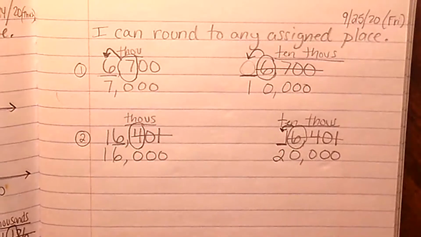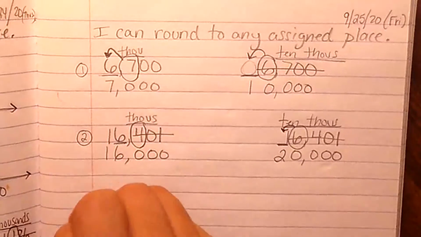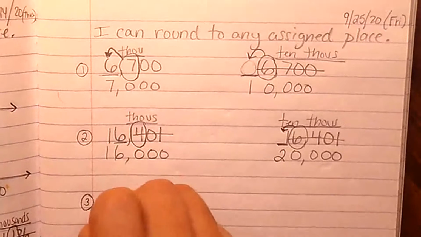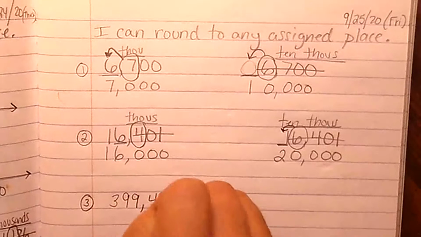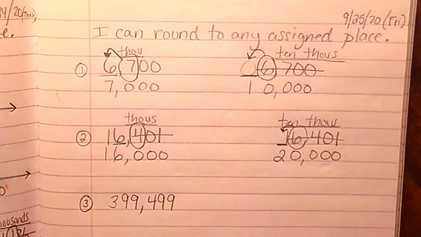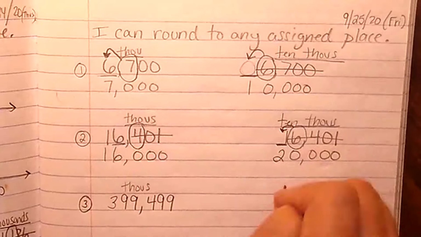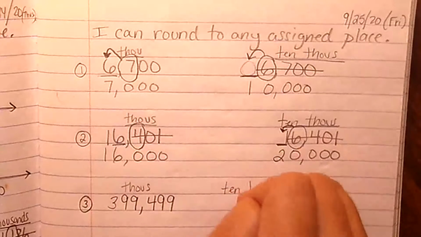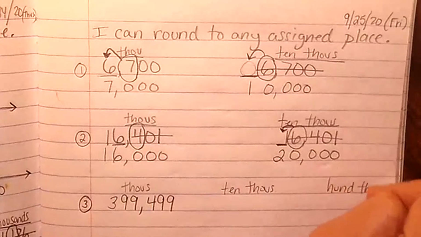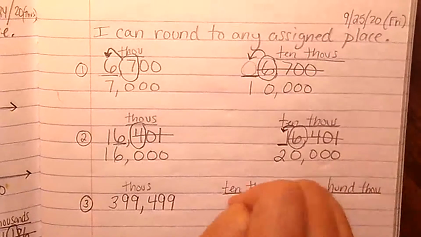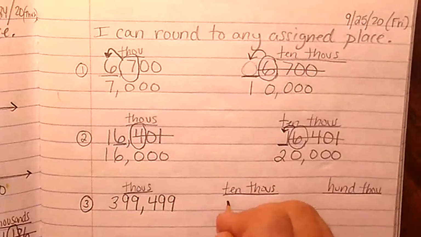All right, here's our next one. We have 4 examples today, and then we have some practice in your green books. 399,499. Wow, that looks like a huge number. We're going to round this to the thousands. We're going to do it to the 10,000s, and we're going to round to the 100,000s. So if I want to round it 3 times, how many times do I need to write this number? 3 times, that's exactly right.